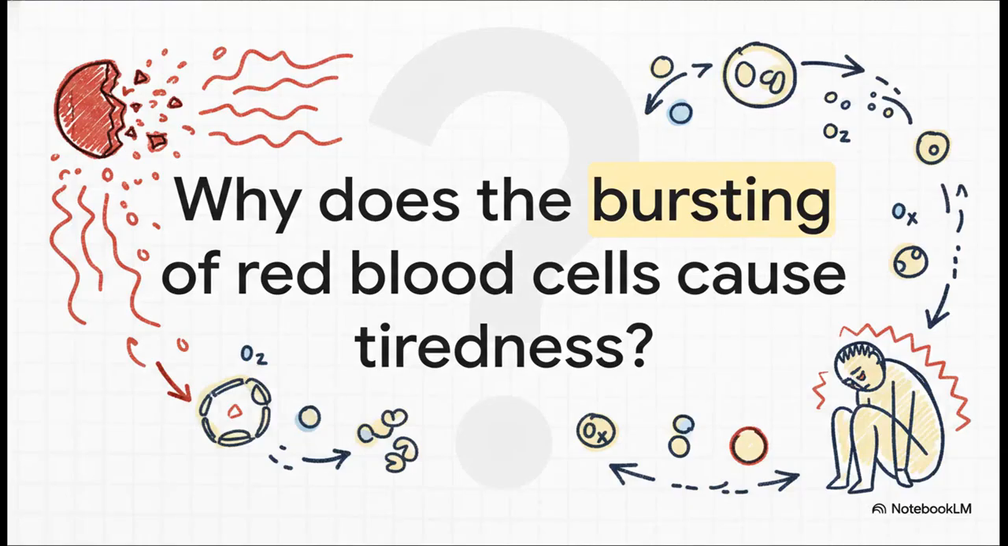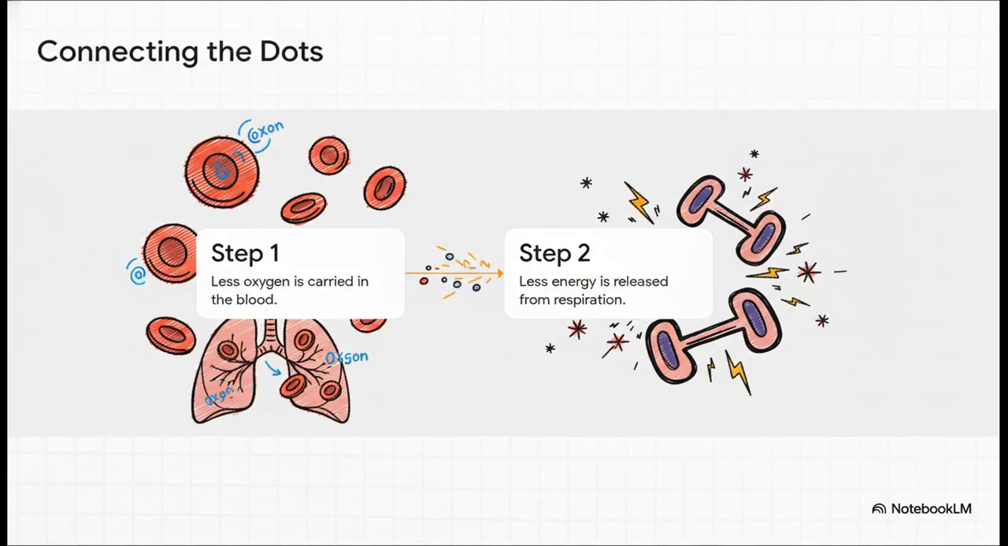Okay, this is a 2-mark explain question. Notice the structure. They give you the cause, bursting red blood cells, and they give you the effect, tiredness. Your job is to fill in the biological steps that link A to B. And this is a perfect model for how to answer an explain question. The first mark is for making the most direct link. Fewer red blood cells means your blood can't carry as much oxygen. Simple. The second mark, though, comes from linking that lack of oxygen to respiration.